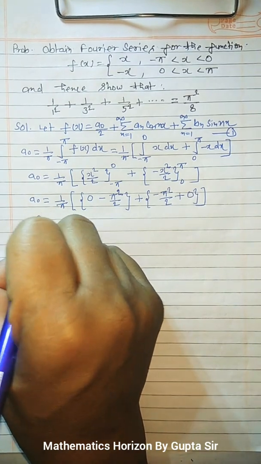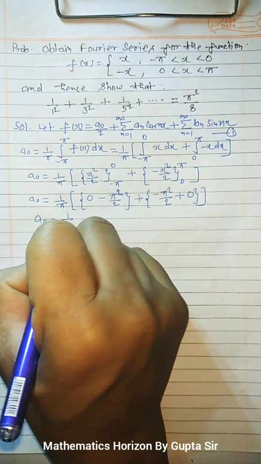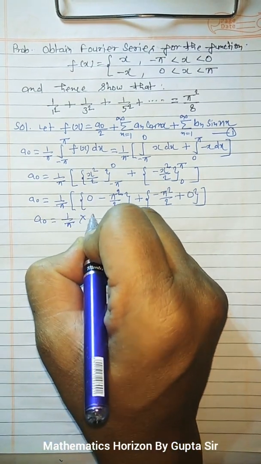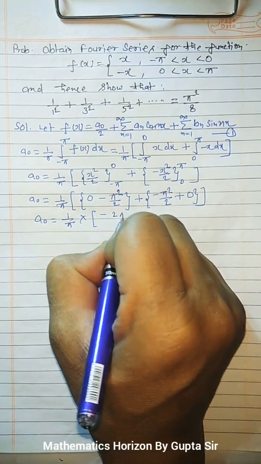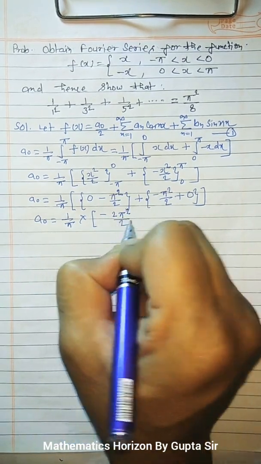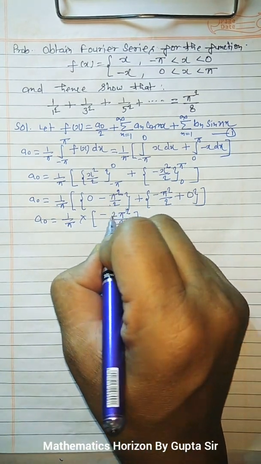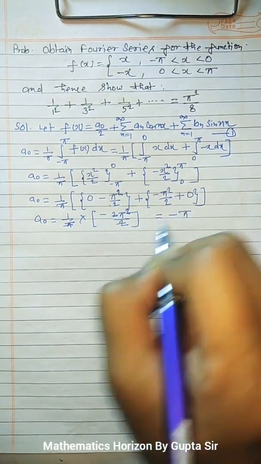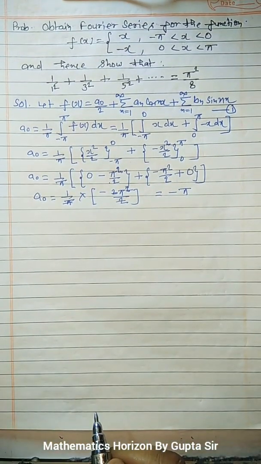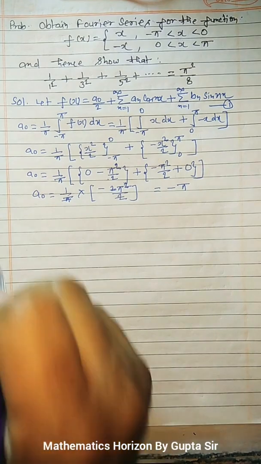On solving this we get 1 upon pi into minus 2 pi square upon 2, that is minus pi square minus pi square. Now 2 cancels out and pi cancels out, a0 equal to minus pi. Okay, now next we find Euler's coefficient an.